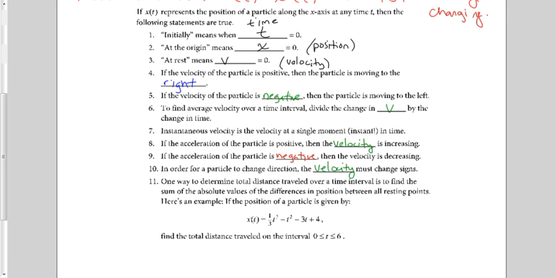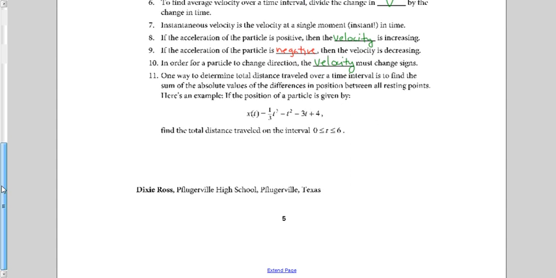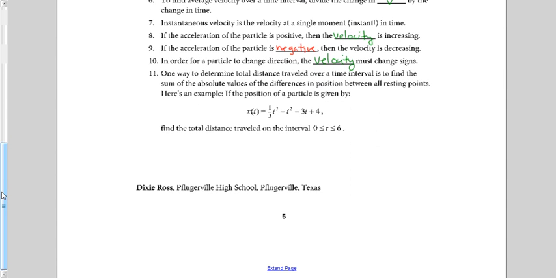Number 11, one way to determine total distance traveled over a time interval is to find the sum of the absolute values of the differences in position between all resting points. Okay, that sounded terrible. We're going to go ahead and do it though. It's really not that bad. And I'm going to ignore this because I think I'm going to have to write over top of this.